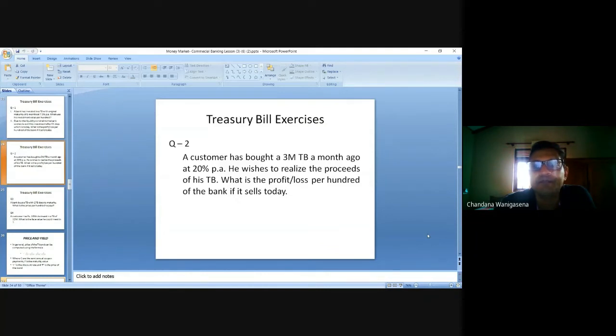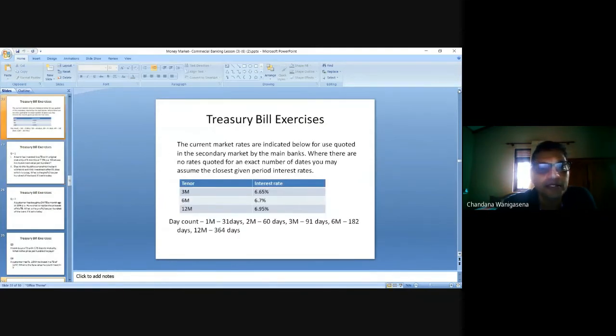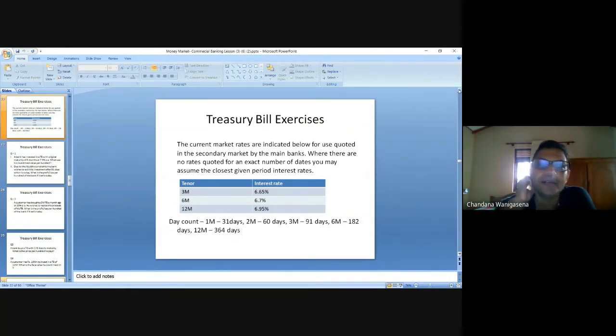Bought a 3M TB a month ago. Now it's 1 month gone, right? So 2 months to maturity. But at the time of taking that, it had 3 months to maturity. Now it has about 2 months to maturity, right? Let's see whether we have a price. A 2 months tenor is not there. So if there is none, it says take the closest given period interest rate, so we have 3 months. So again, we have to contend with 6.65, right?